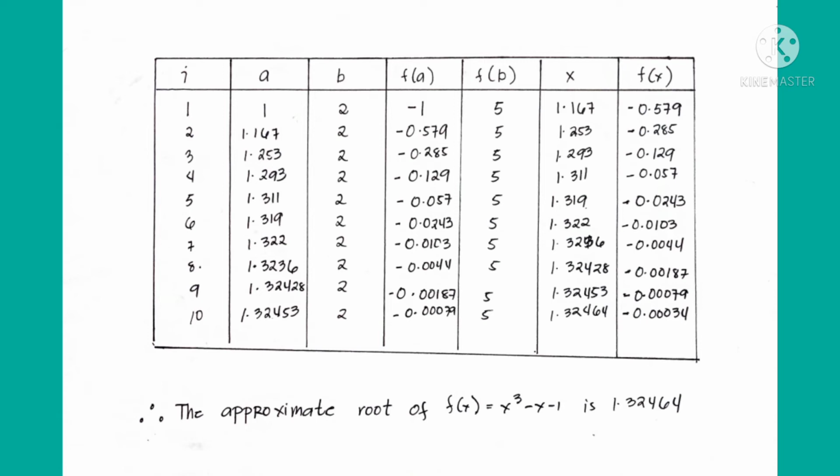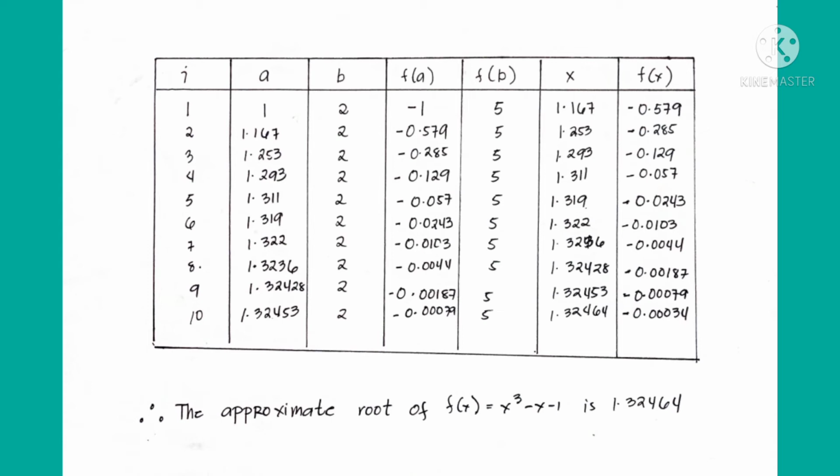Since the f of c is negative, A will be changed. So A is equal to 1.32464, the f of B is equal to 0.0034, the x is 1.144, and the f of c is equal to negative 0.040. And we are going to stop here because, as you can see, the first three decimal digits of the tenth iteration and the ninth iteration are the same, or being repeated, which is 1.324.